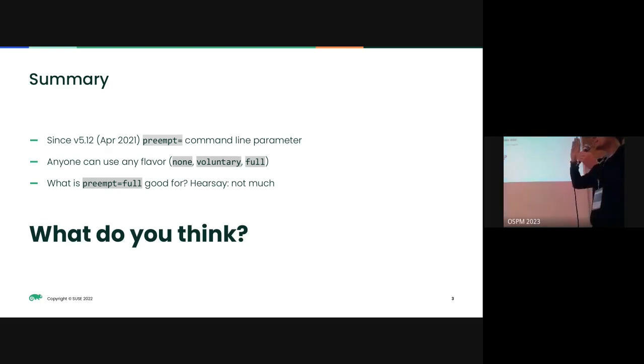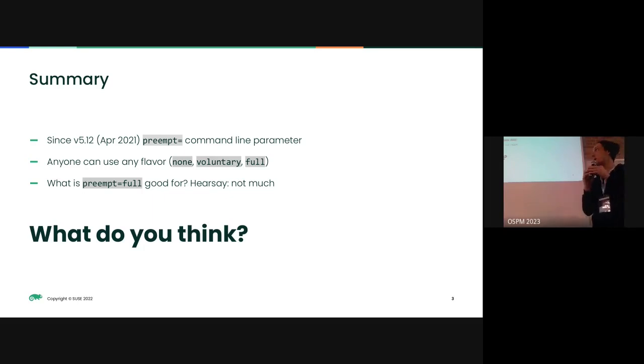Since 2021, 18 months ago, we have a command line parameter to set the preemption flavor of the kernel, preempt equal. So you don't have to set it at compile time. You can just choose it every time you boot the machine, right? Before, this was a choice made by the distribution vendor. Now anyone is free to try all three flavors that are available.